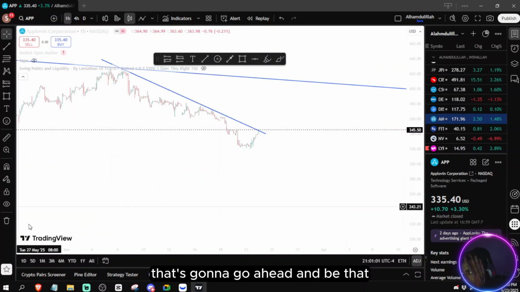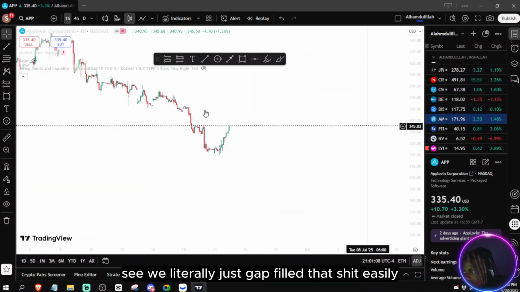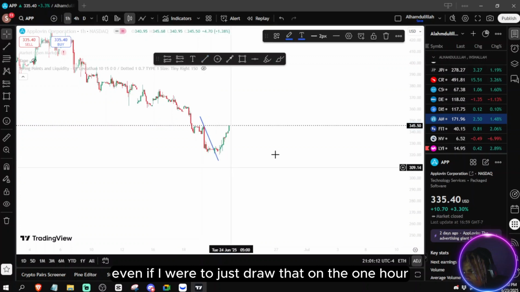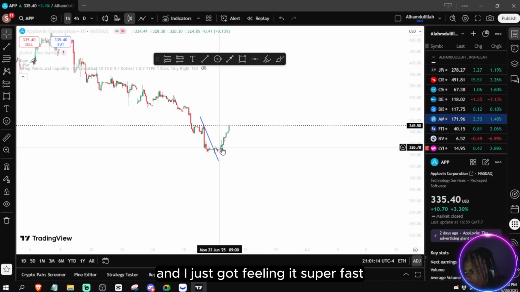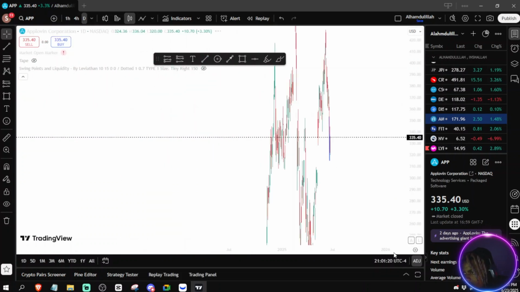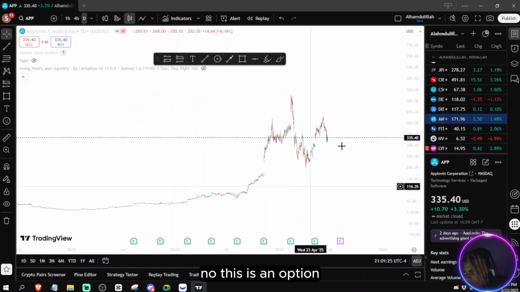That's gonna go ahead and be that. So even this right here, take this trend line for example. Price was here on Friday. See how we literally just gap filled that easily. Even if I were to just draw that on the 1 hour, it ended up just gap filling super fast. This could be in a downtrend though, maybe. Nah, this is an uptrend.